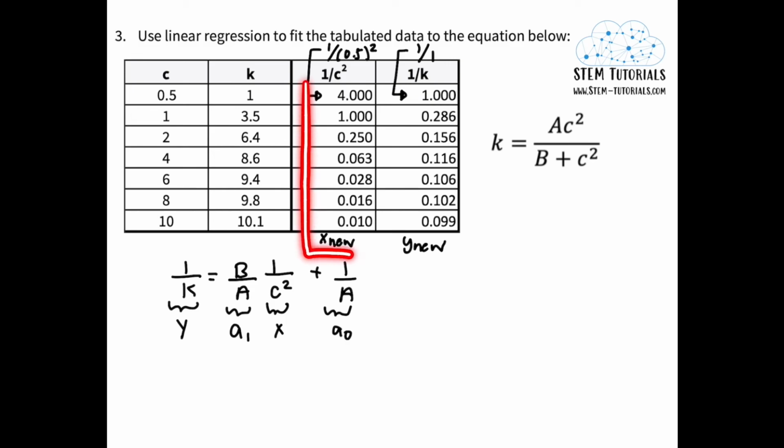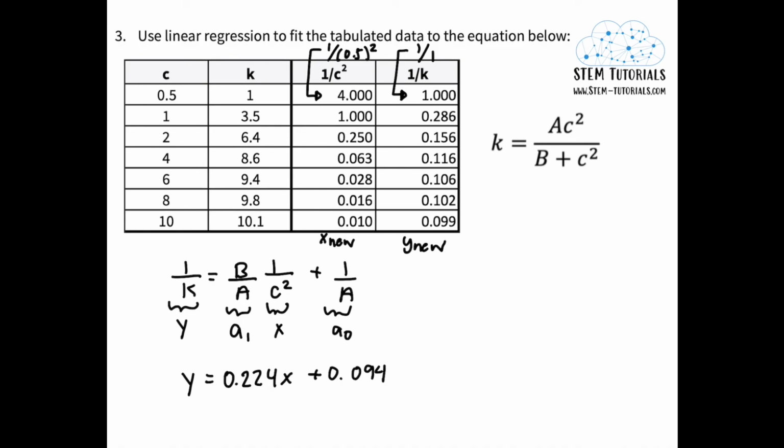Again, it's up to you how you compute the linear regression line. You can do it by hand, or you can do it using a tool such as Excel or Python. Again, we'll upload the Python code that we use to our website, stem-tutorials.com. And when you complete the linear regression process, you'll see that your final equation equals y equals 0.224x plus 0.094.